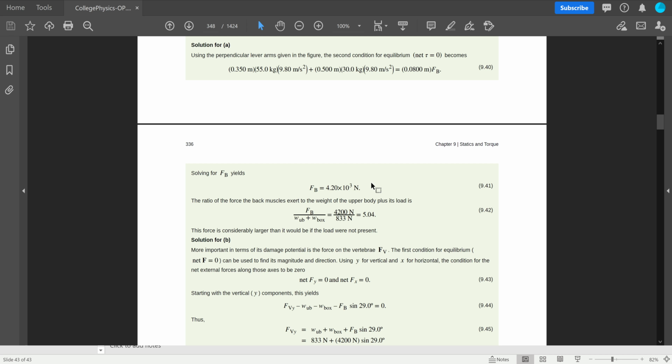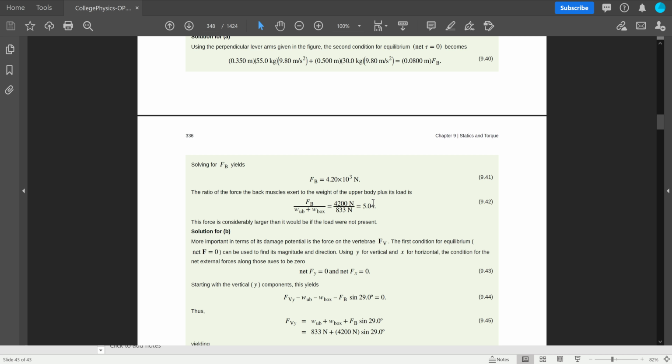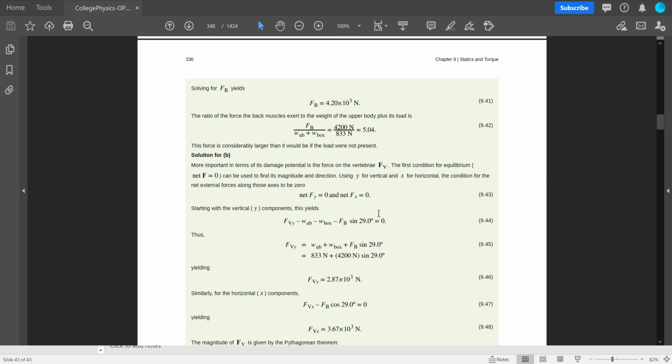The ratio between the force of the back muscles over the total weight is 4,200 newtons over 833, this just being the addition of the two weights. So he's actually exerting 5.04 times the weight that he should be producing.